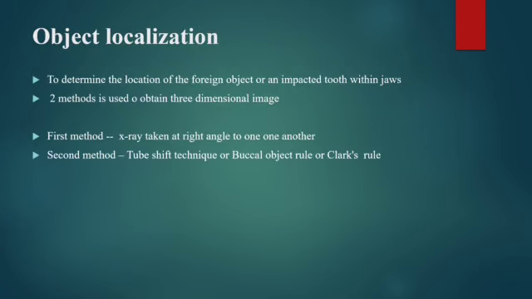What is object localization? It is used to determine the location of a foreign object or impacted tooth within the jaws. The approaches to three-dimensional radiographs: examine two conventional images projected at right angles to each other, use the tube shift technique employing conventional periapical views, or image the anatomic region with three-dimensional imaging modalities. Two methods are used to obtain the three-dimensional information. The first method is X-rays taken at right angles to one another, and the second method is the tube shift technique, also called the buccal object rule or Clark technique.